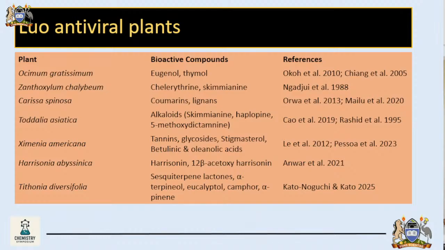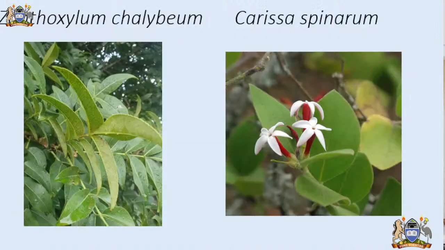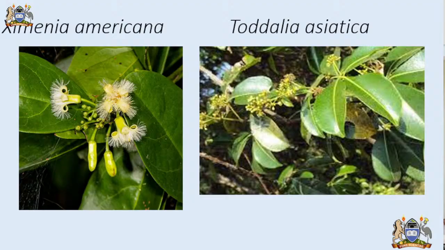And then these are the ones for the Luo antiviral plants. Again, a similar number of repeated species. You'll note Xanthoxylum, Calibium, Todalia asiatica. It's also found in the other 2 results for the other communities. Let's move on. So these are the plants themselves in terms of pictorials, how they look like. Very beautiful plants indeed. Let's go to the next slide.